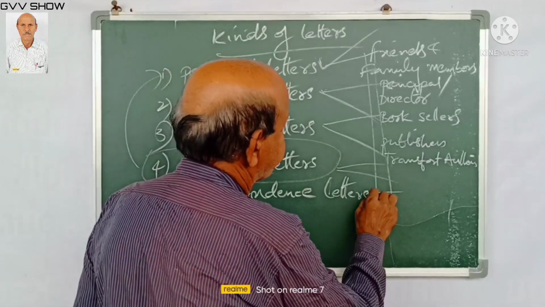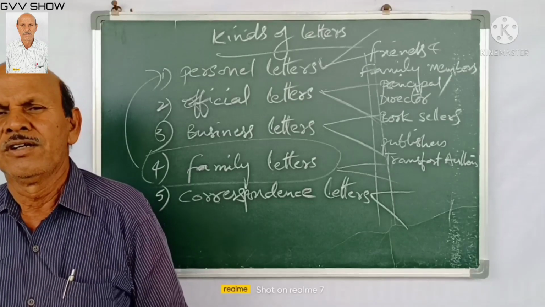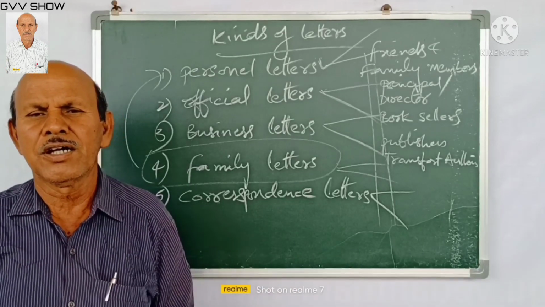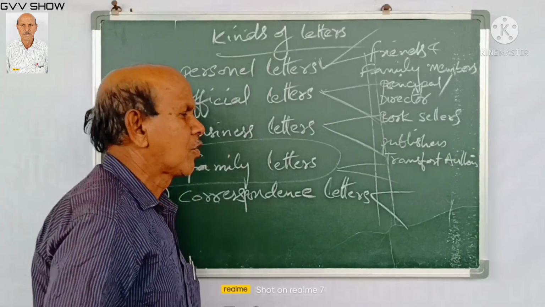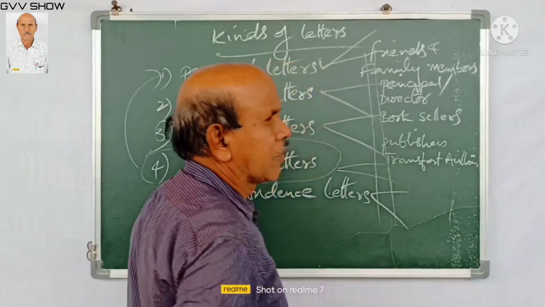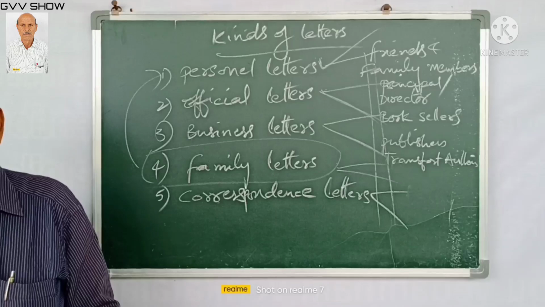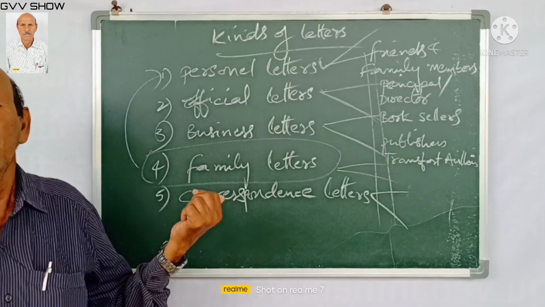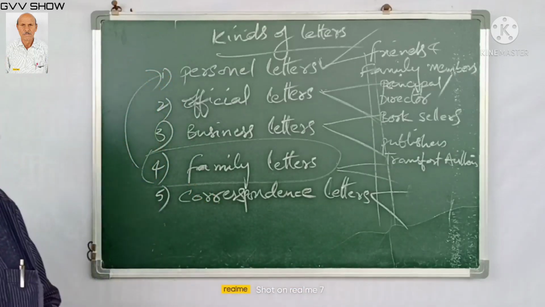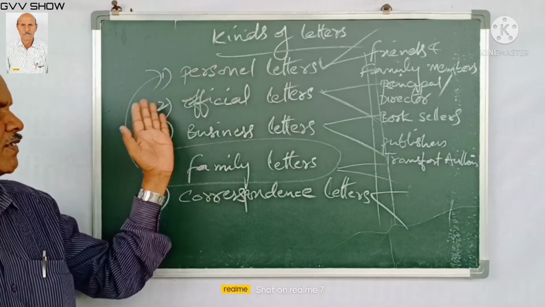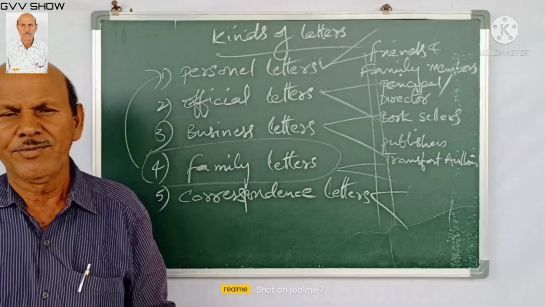Correspondence means distance education, not nearby. You did your course by correspondence. For example: Sir, I am a bona fide student of your institution, please send the materials. All this you write in the body of the letter. That is called correspondence. So the four main types are personal letters, official letters, business letters, and correspondence letters.